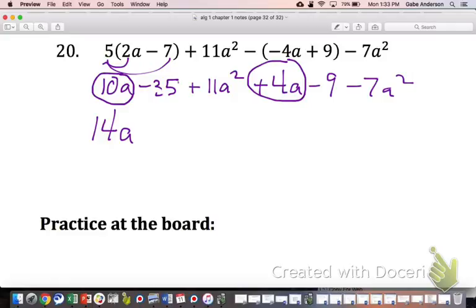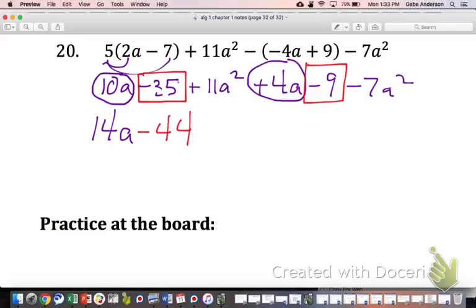So I'm going to put a box around negative 35. Is there anything that is like it? Yeah, negative 9, right? We keep the sign with it. So negative 9 is like negative 35. When I add those up, what do I get? Negative 44. That's what I said.